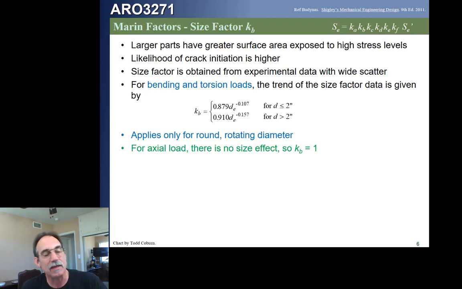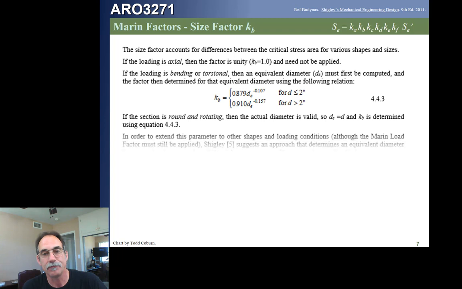And that D sub E, that effective diameter, what that means is if the sample is round, then obviously the effective diameter is the actual diameter. We're going to find out if the sample is square or I section or something else, we can come up with an effective diameter, which we will then plug into this equation and check the part. Got it? So if we have a round rotating sample, these equations apply. If we have an axial load, we're going to use K sub B equals 1.